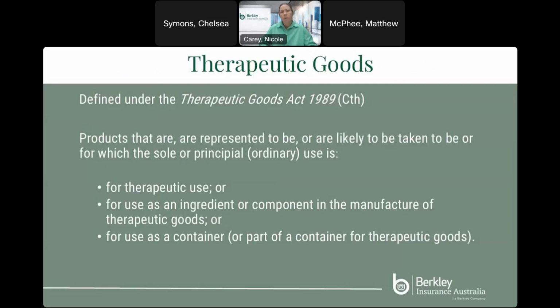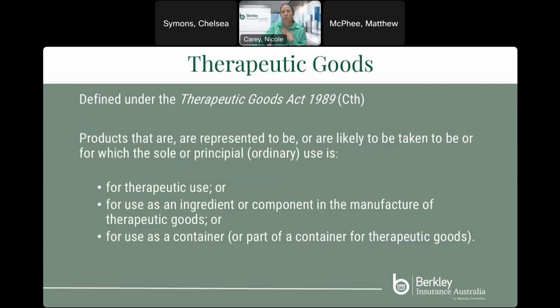Therapeutic goods is a term that's defined in the Therapeutic Goods Act, which is Commonwealth legislation. A therapeutic good is defined to be a product that is, or is represented to be, or is likely to be taken, or for which the sole or principal ordinary use is a therapeutic use, or for use as an ingredient or component in the manufacture of therapeutic goods, or for use as a container or part of a container for a therapeutic good. So it includes the product, it includes components within larger products, and it also includes any sort of containers that are used for those goods.